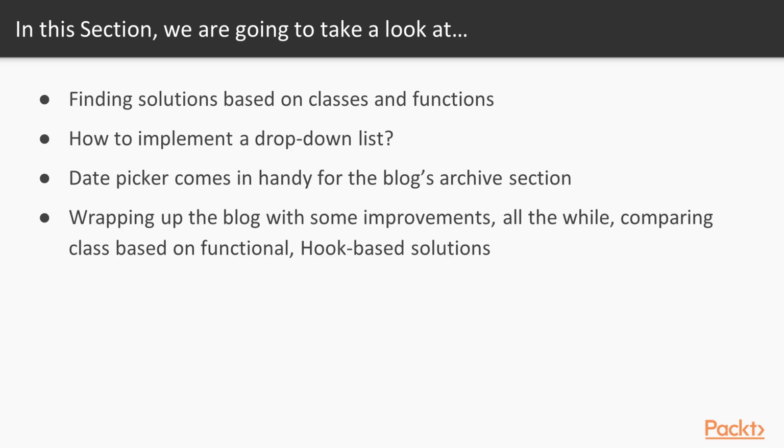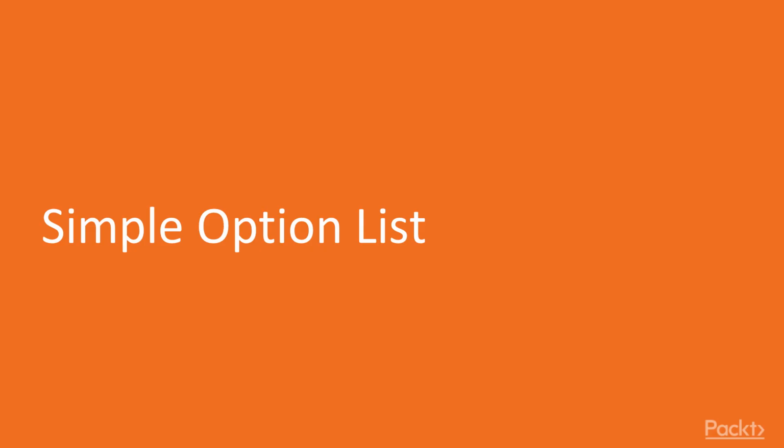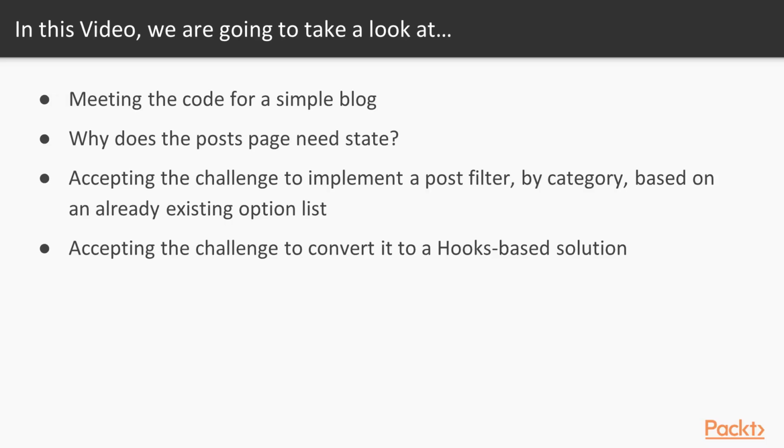In this video, we're going to roll up our sleeves and do some code challenges around a simple option list. We'll meet the code to see how a simple blog works. We'll see why the posts page needs state. We'll accept the challenge to implement a post filter by category based on an already existing option list, conserving the class-based container component. Then we'll see one solution after trying ourselves, and then accept the challenge to convert it to a hooks-based solution. Then we'll compare the two.